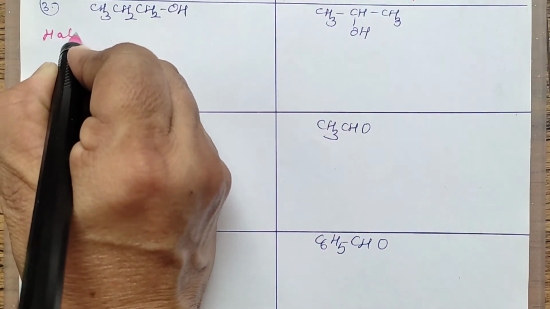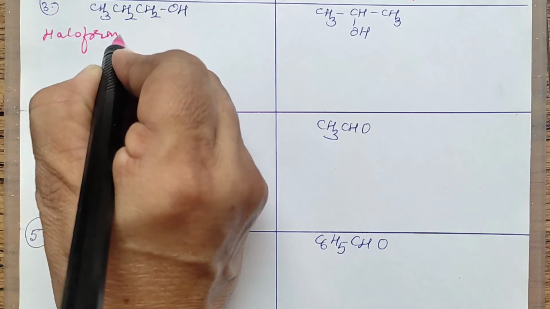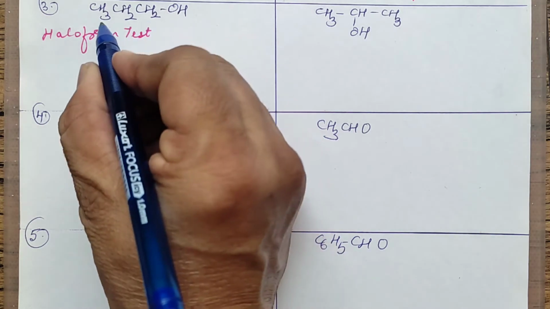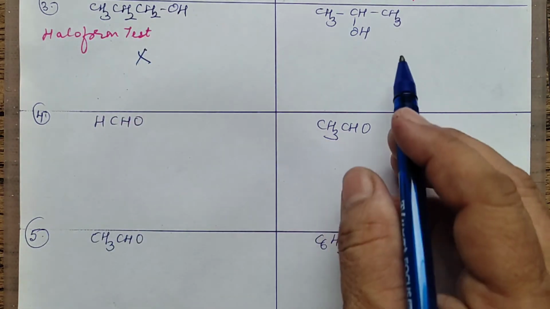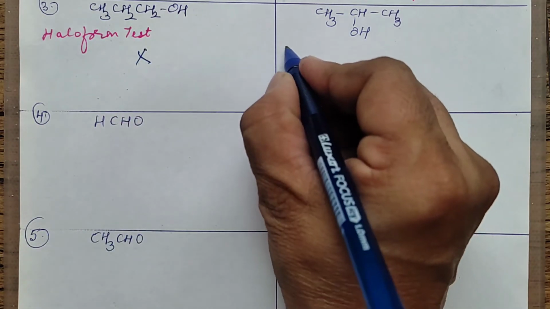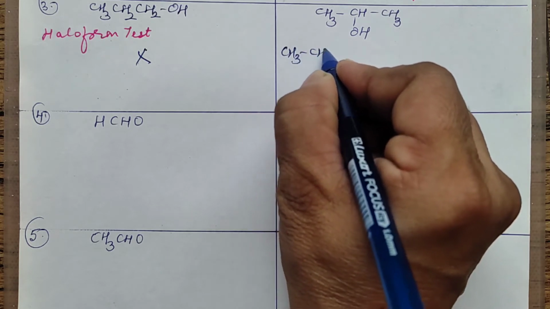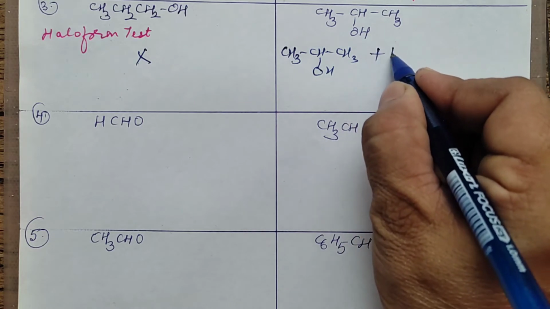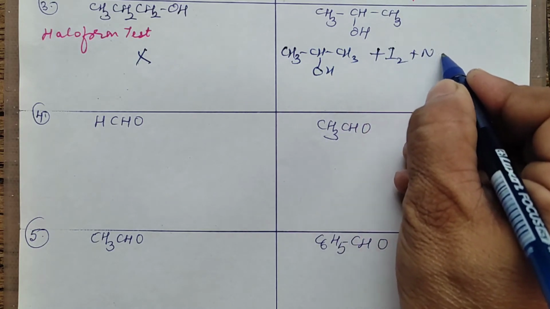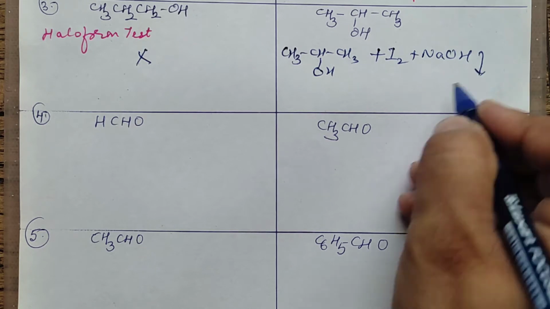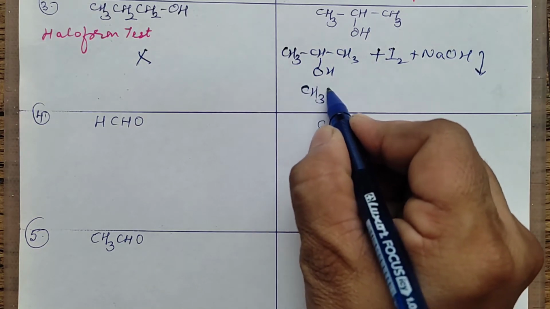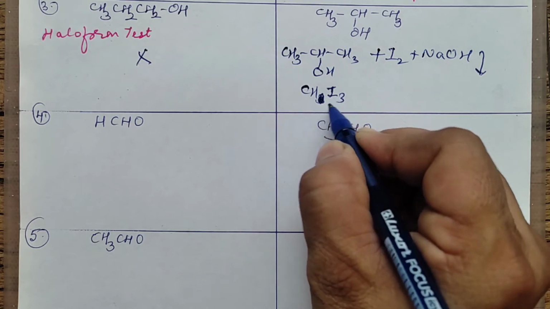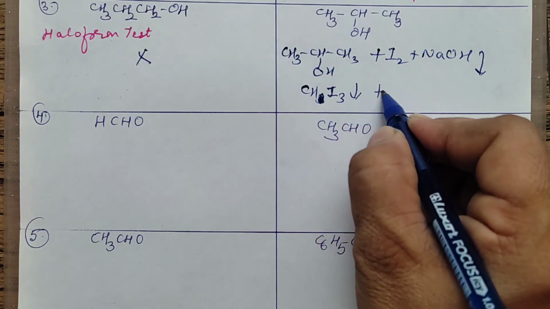So what you will write? You will write down here haloform test, and in this case you will write propane 1-ol will not give, whereas propane 2-ol will give. So in this you will write CH3CH(OH)CH3. What are the reagents I told you just now? I2, NaOH, right? One product is always CHI3. Okay, iodoform is obtained, yellow color precipitate is obtained.